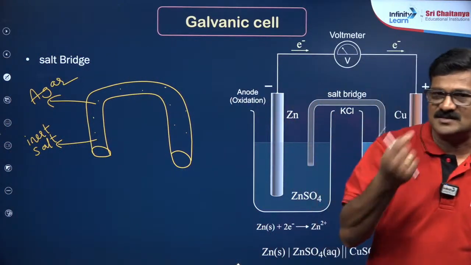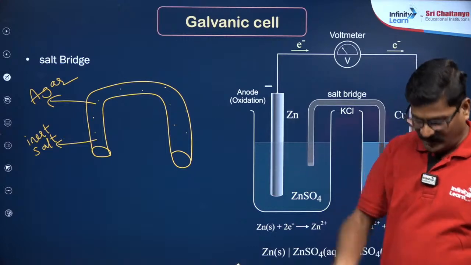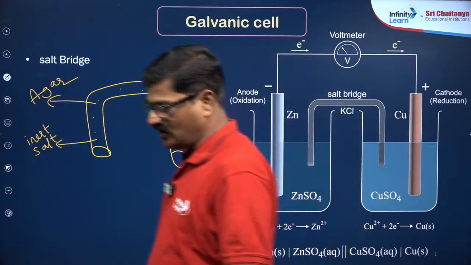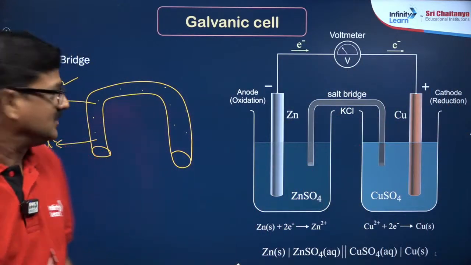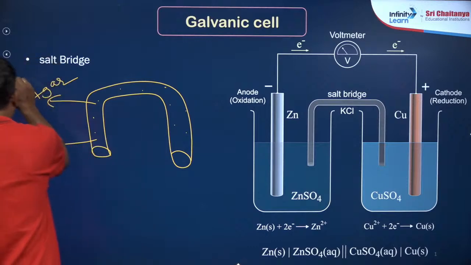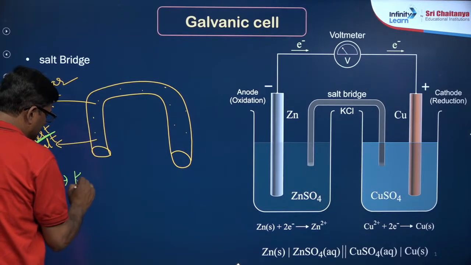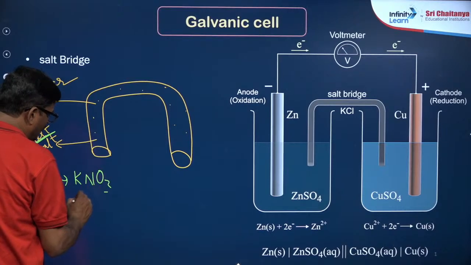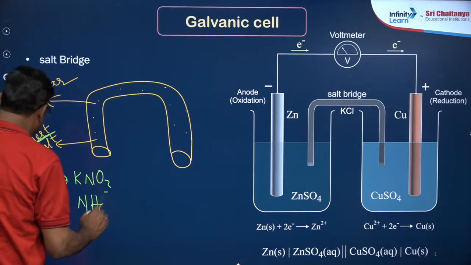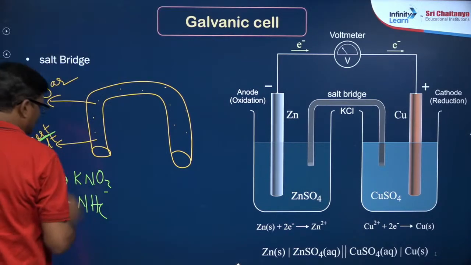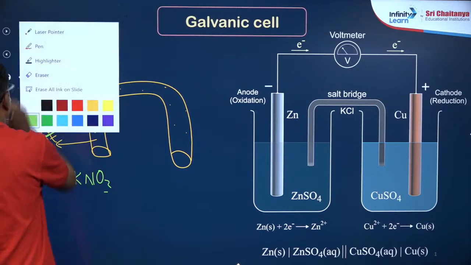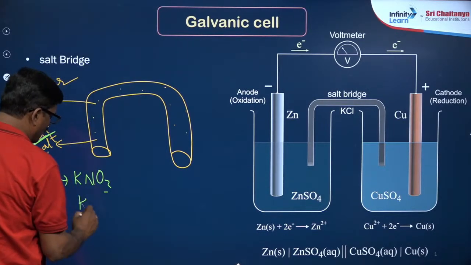Agar gel is a semi-solid material, just like jelly chocolates, right? So that inert salt, what kind of salt can you use? Potassium nitrate. You can use ammonium chloride or potassium sulfate. You can also use potassium chloride.